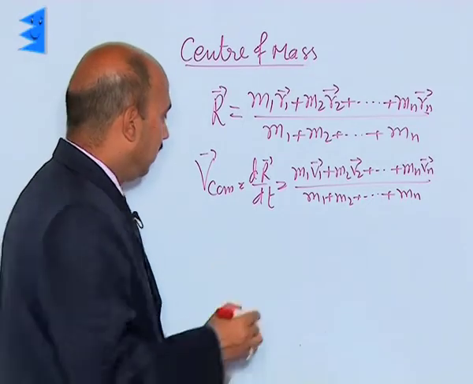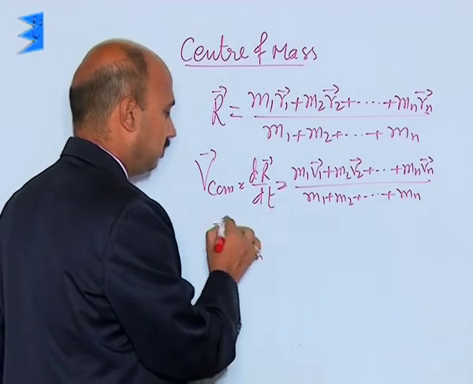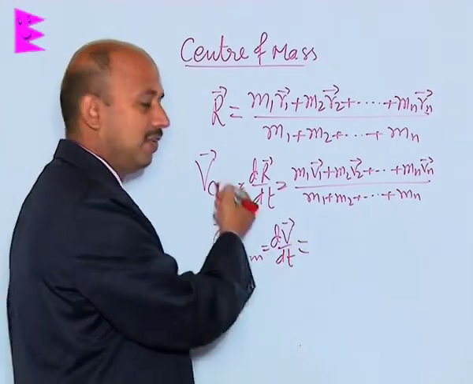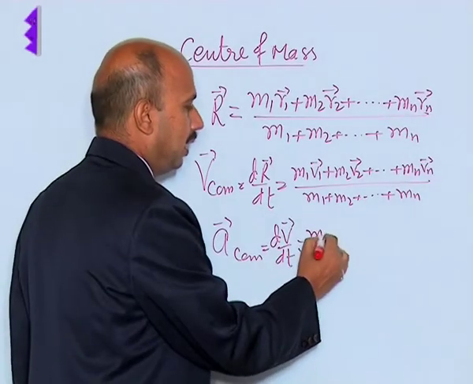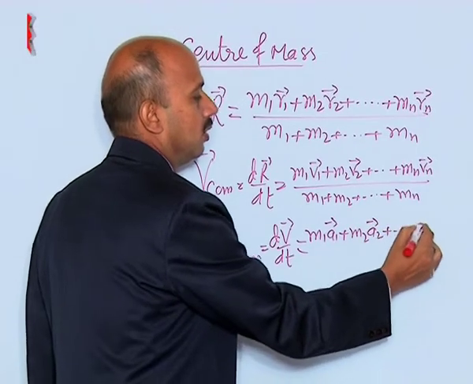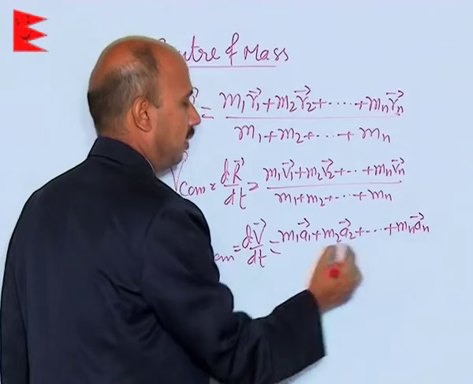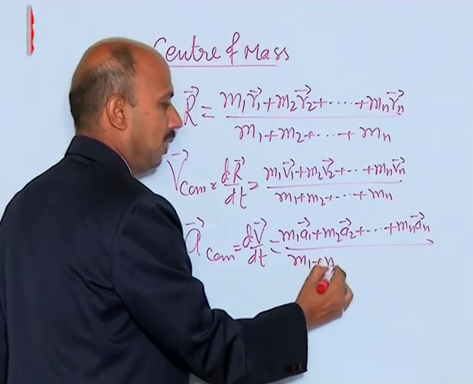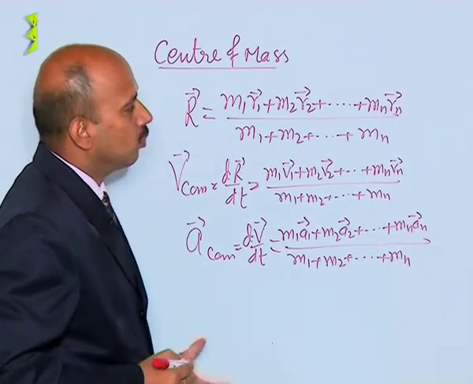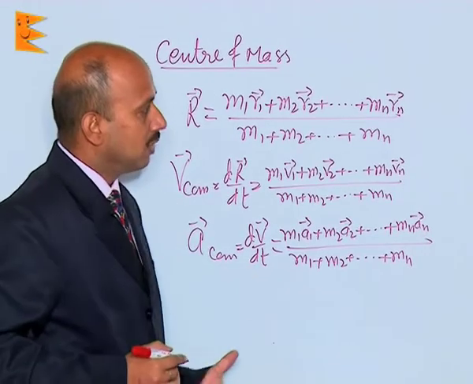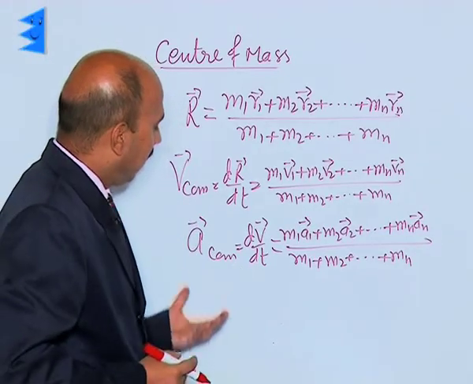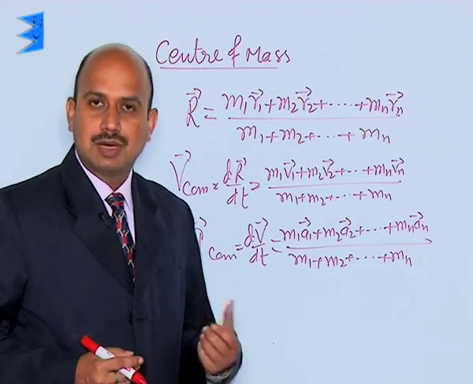Now, if you want to calculate acceleration, that is dv upon dt. I have differentiated velocity again, and you will get m1 a1 plus m2 a2 plus ... mn an divided by m1 plus m2 plus ... mn. So, by using these concepts, we can solve questions related to the position, velocity, and also acceleration of the center of mass.